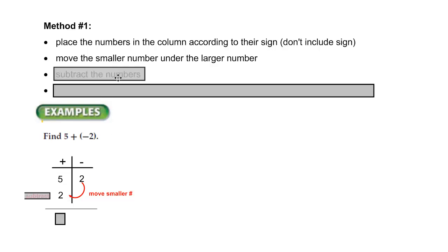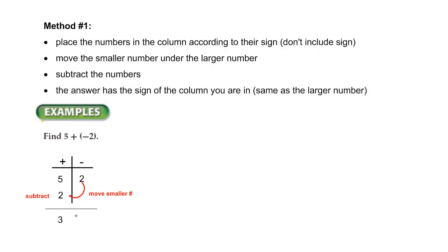Then instead of adding, we are going to subtract the numbers. 5 minus 2 gives us an answer of 3. And lastly, to find the sign of our answer, it's whatever column we're in. Okay, we're in the plus column over here, so 3 is positive. Again, I think that's a pretty simple method and doesn't leave a lot of room for error.